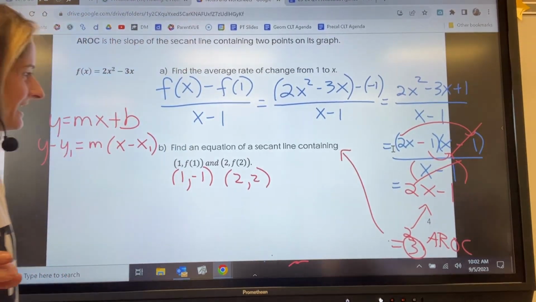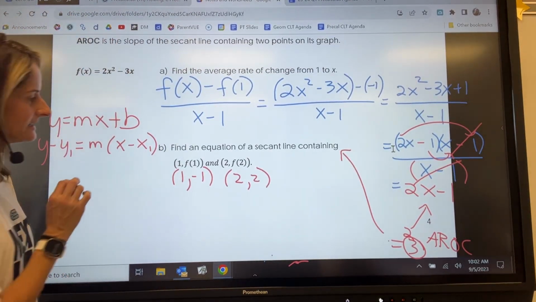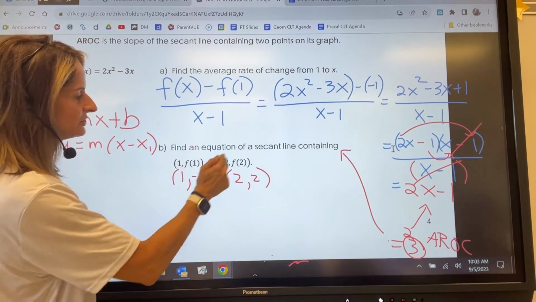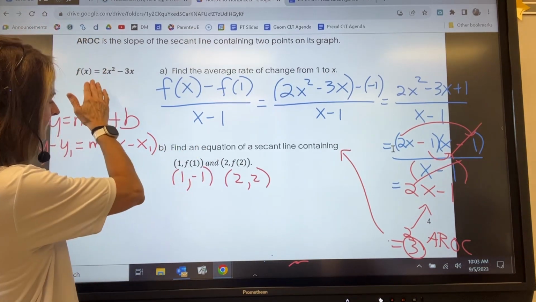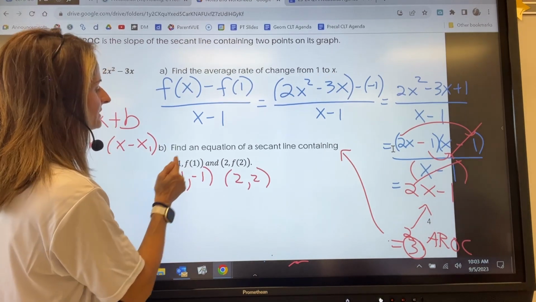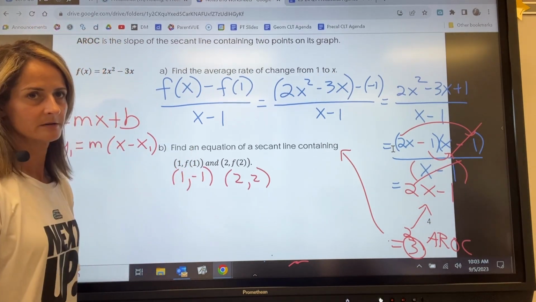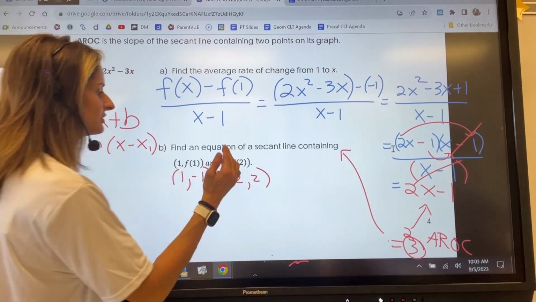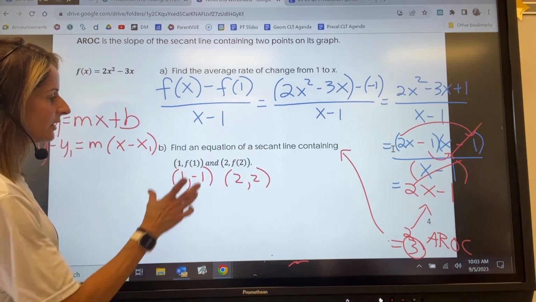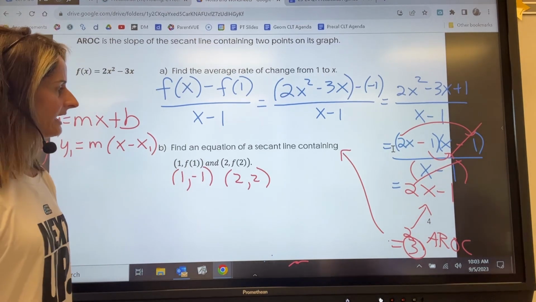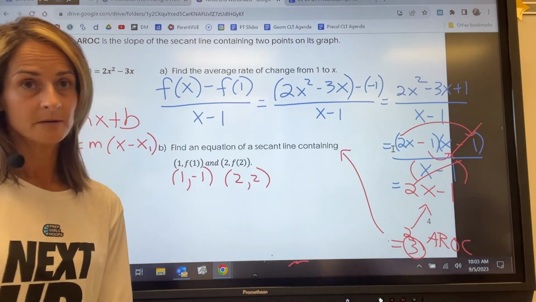Last problem we're doing today, we're finding the equation of a secant line containing f of 1 and f of 2. So these are ordered pairs, and we still have our same equation. If we plug in 1 for x, what do we get for y? Negative 1. That's all that says. If we plug in 2 for x, what do we get for y? 2. So now we have 2 points, and we're asked to find the equation of a secant line containing those 2 points.